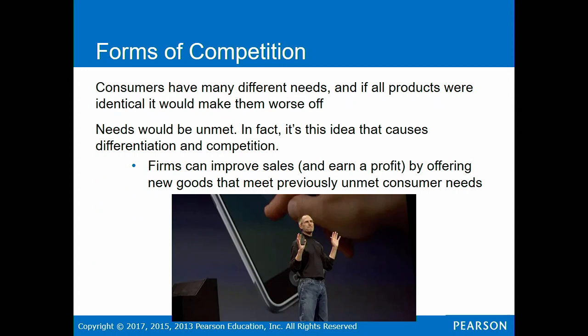So if every market was like a perfectly competitive market, all the products would be identical. This would not be a great situation for consumers. There's a lot of unmet needs that are going to exist if we all have the same exact product. People that need something slightly different won't be able to get the goods and services that they want. And it's because of this, because everyone has slightly different wants and different needs, that we end up with differentiation and the real kind of competition that we'll be talking about after the exam.